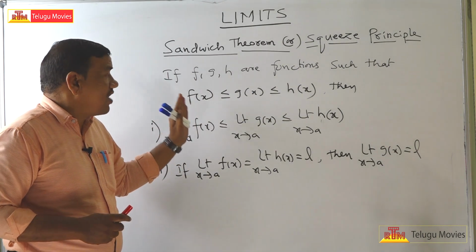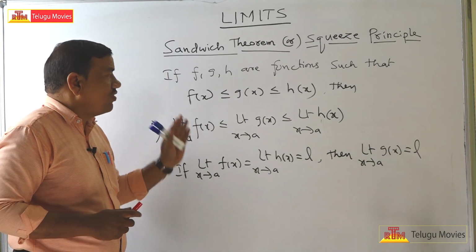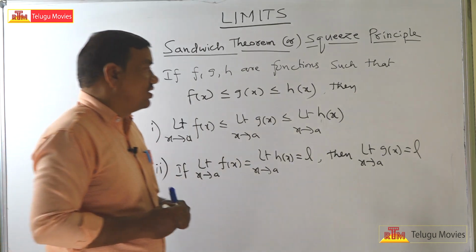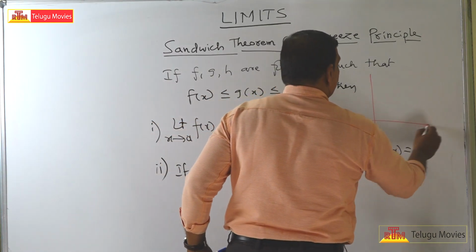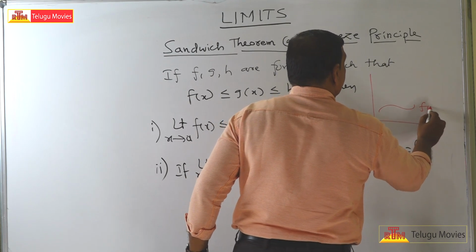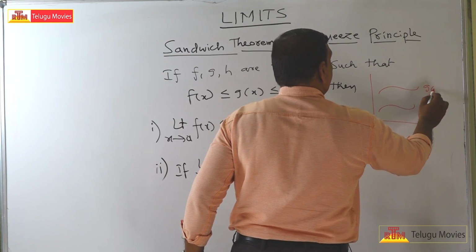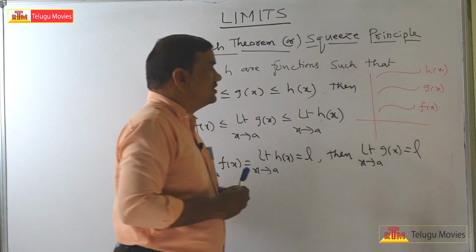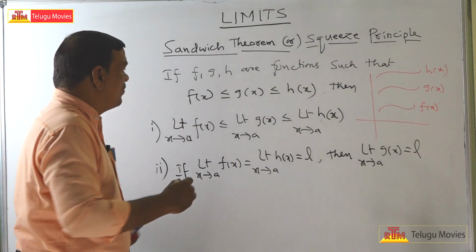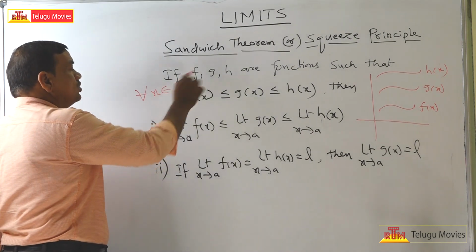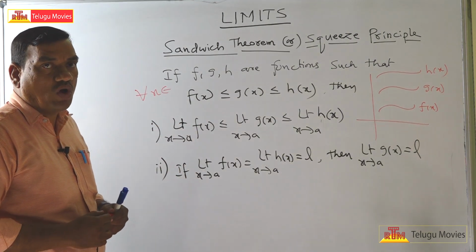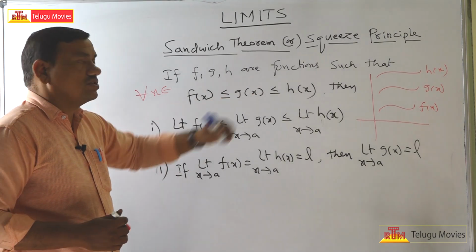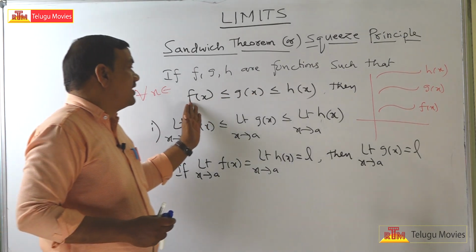The functions are f of x is less than or equal to g of x is less than or equal to h of x. That means they are in increasing order. Understand? Such functions hold for all x belonging to the domain of those functions, that is, the combined domain of these functions, the intersection domain.